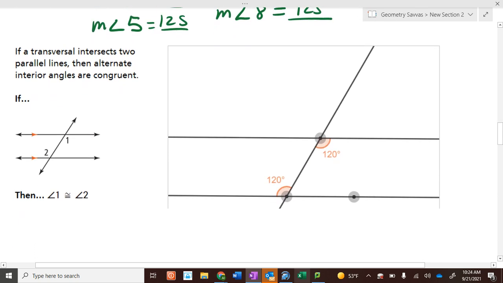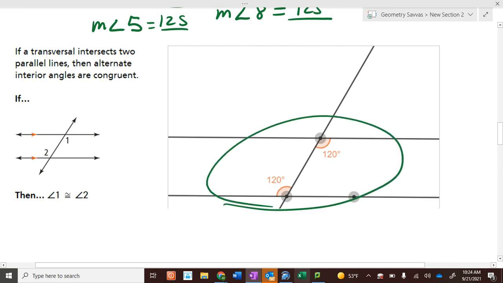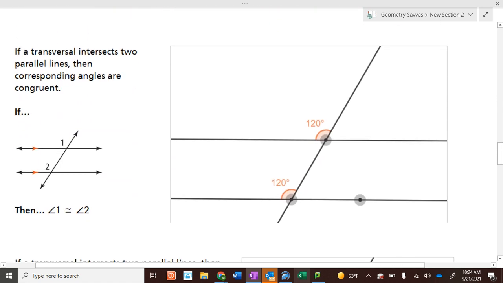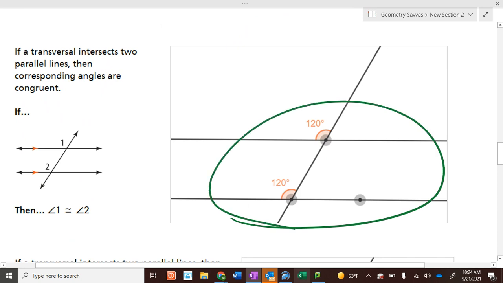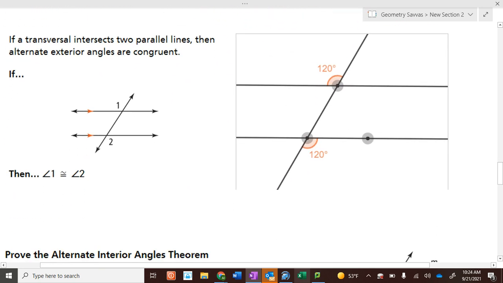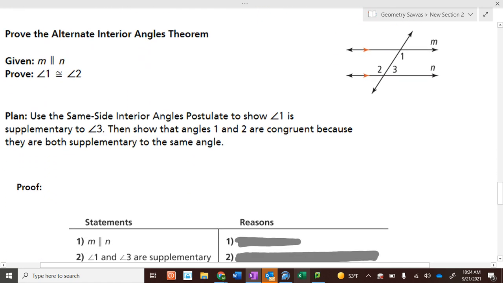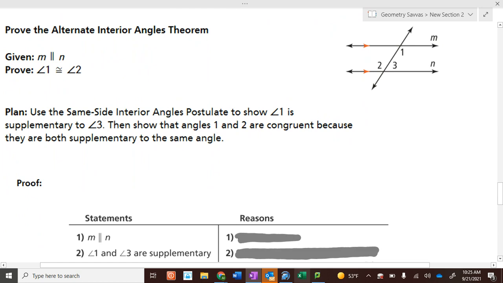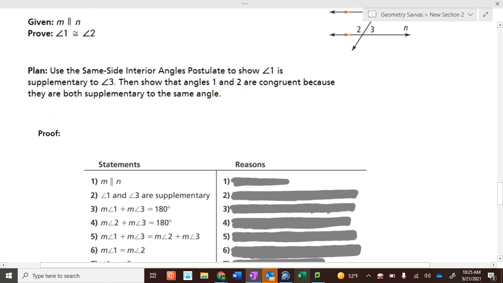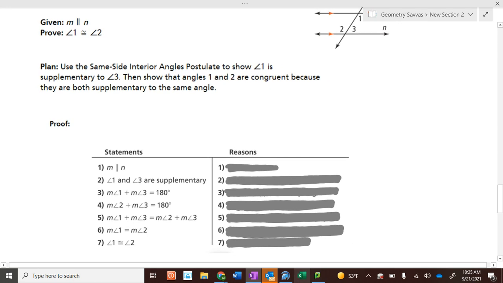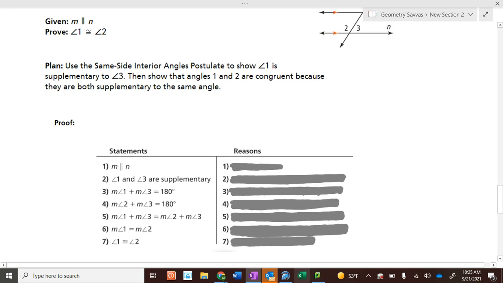Okay. So just in review, alternate interior angles are congruent. Corresponding angles are congruent. Alternate exterior angles are congruent. All right. Here's a little proof that you might see for parallel lines. So we're given that M and N are parallel. So when they listed down the reasons, that is given to us.